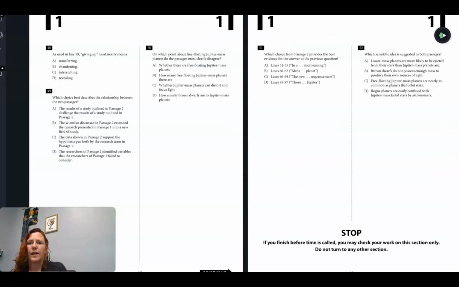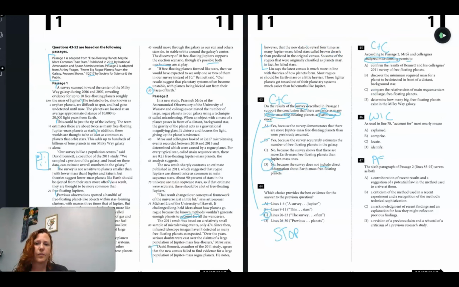Number 48, as used in line 59, giving up most nearly means, so another word in context. This one must be printed a little bit out of order because we're seeing line 59 after line 78. So let's go back, giving up. And it looks like that is our last one for this because the next one references the relationship between 2 passages. So 59, giving up. So I need to look for microlensing events and why they're analyzed, and then my 2 words in context, and then this paragraph, what is it doing?